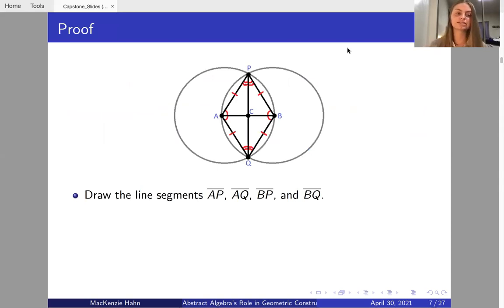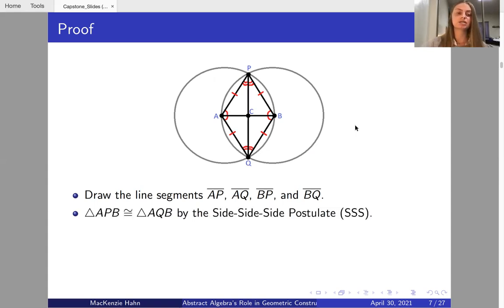Why are we able to do this? Well, we can start by drawing in the line segments AP, AQ, BP, and BQ, and we can find that they are all equal to each other because they are all radii in congruent circles. Next we can find that triangles APB and AQB are congruent by side, side, side. Both of these triangles are isosceles, so they have two side lengths that are equal length. Because both triangles share the side length AB, it follows that they're congruent by side, side, side.